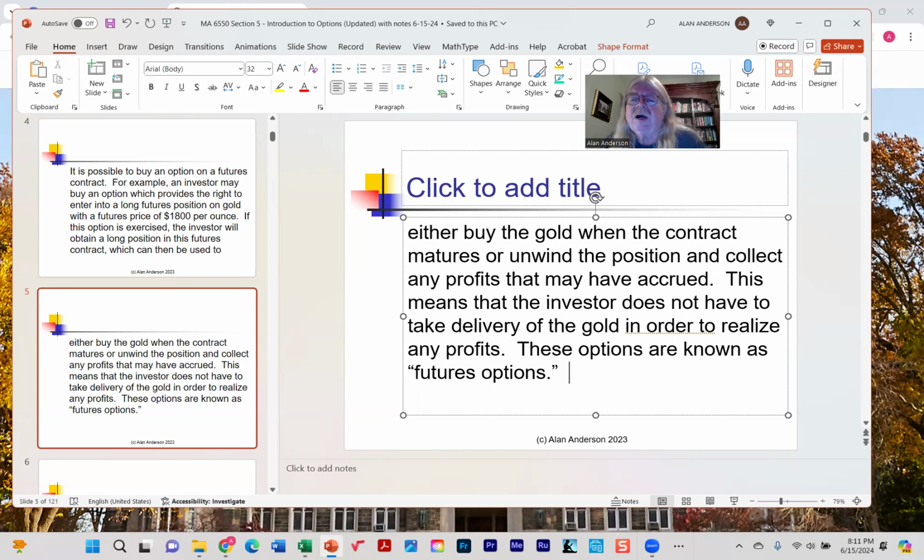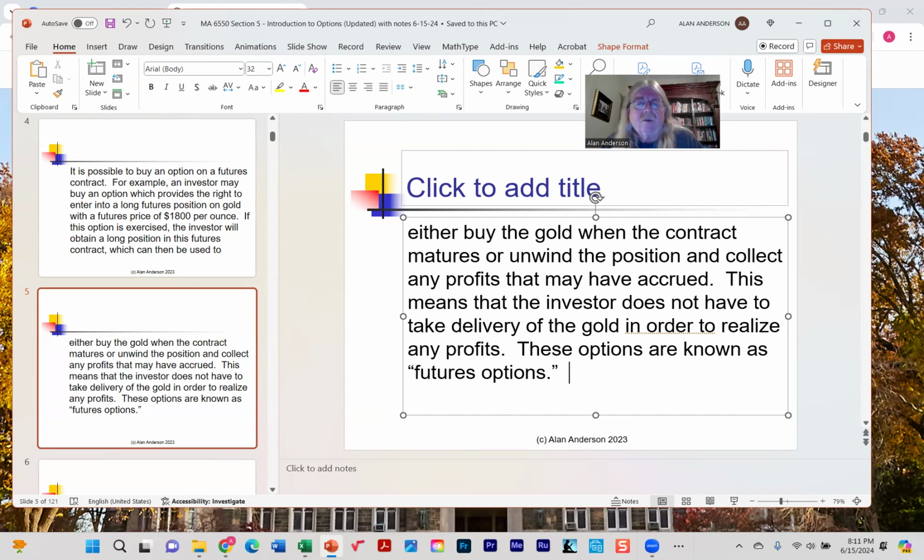Those are called forward options, but these are much more common. Futures options are very popular because, again, they avoid the necessity to actually buy the asset if we don't want to, but also they're very liquid. In other words, if you have a position, it's easy to unwind it. And so it turns out that at this point in time, most options that trade in the marketplace are in fact futures options. So this proved to be a very popular type of position.